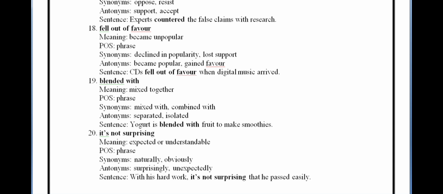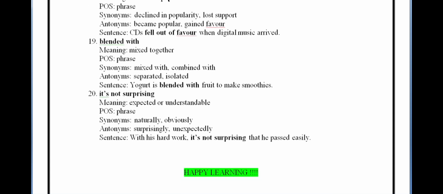The last word for the class is it is not surprising. That is something which is expected or understandable. So you expected something to happen. You understood that something is the consequence of something. This is a phrase which means naturally or obviously, with synonyms, and surprisingly and unexpectedly as antonyms. The sentence is, with his hard work, it's not surprising that he passed easily.